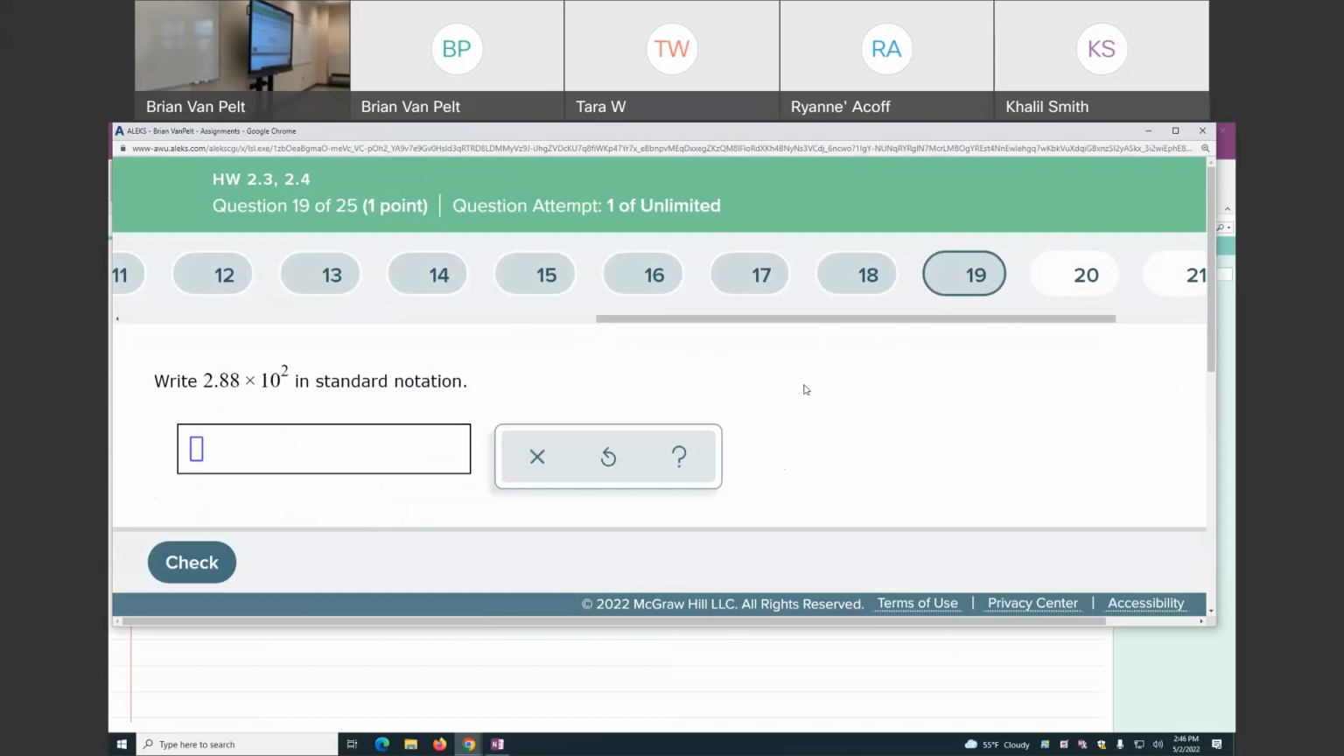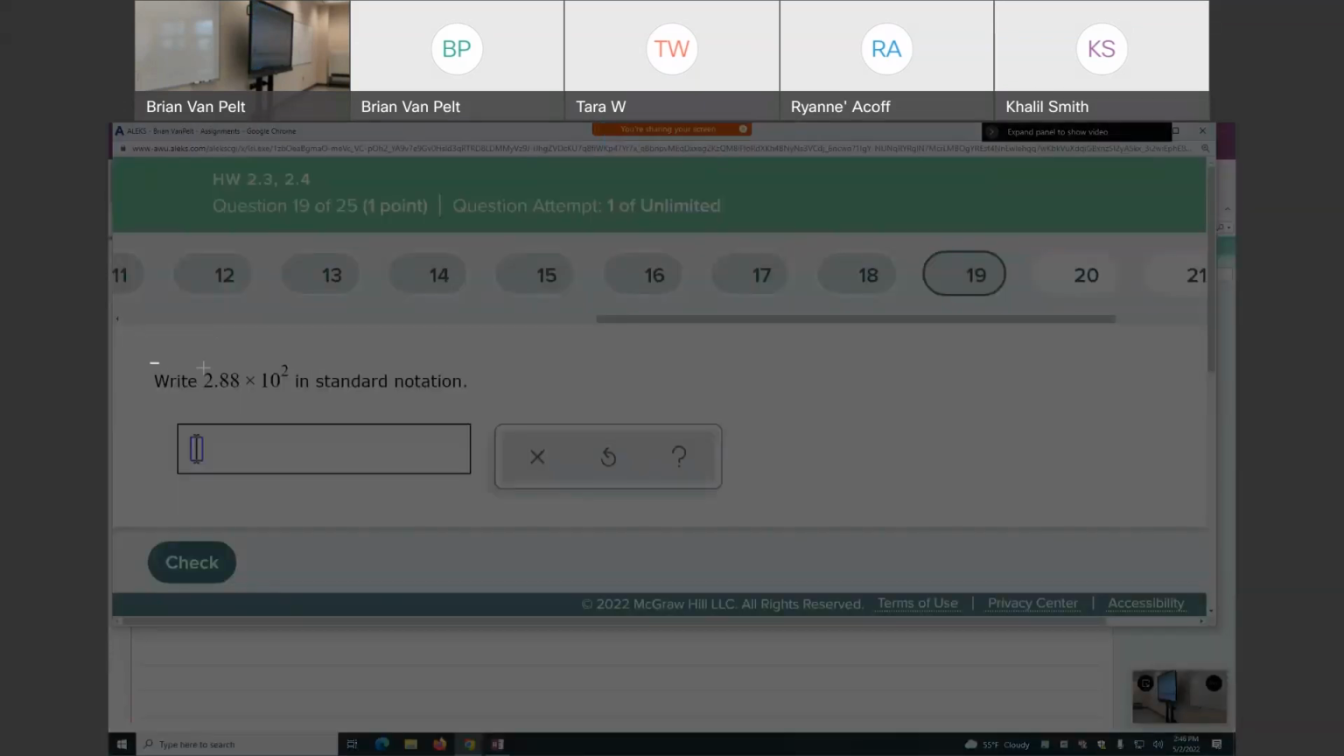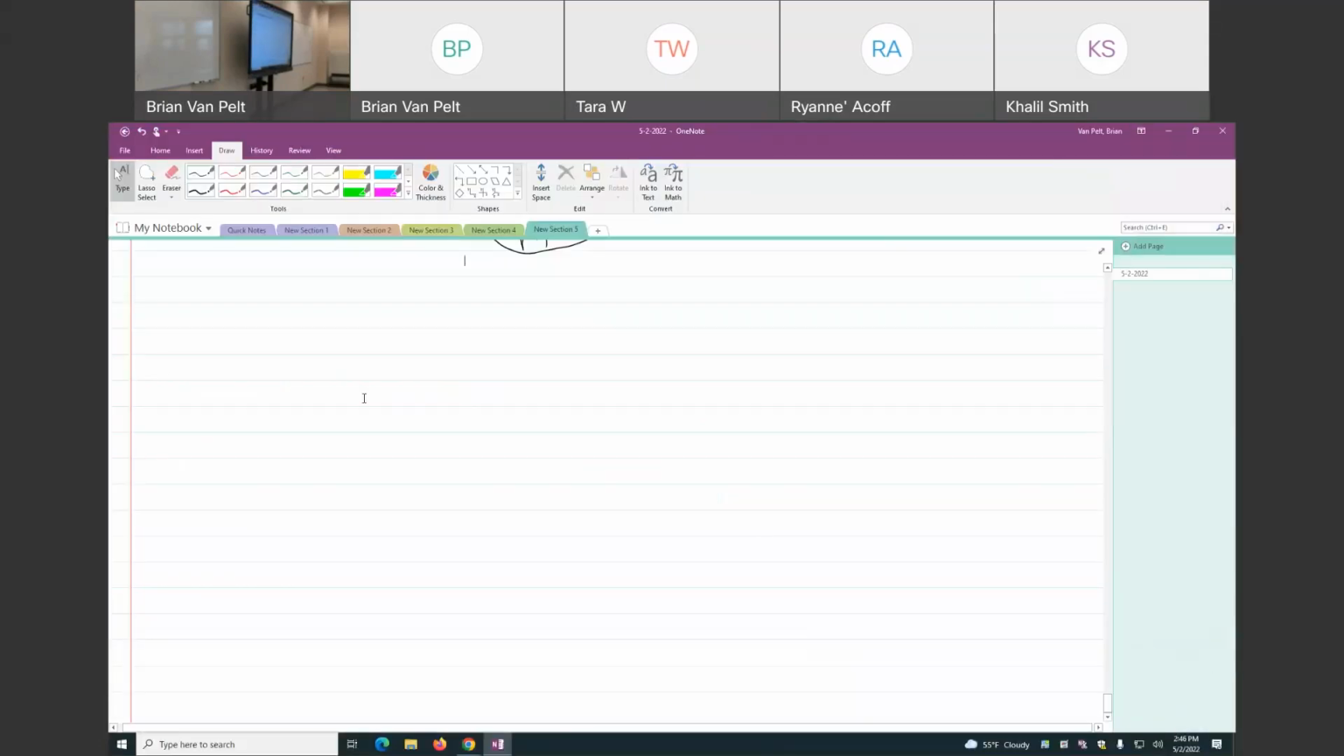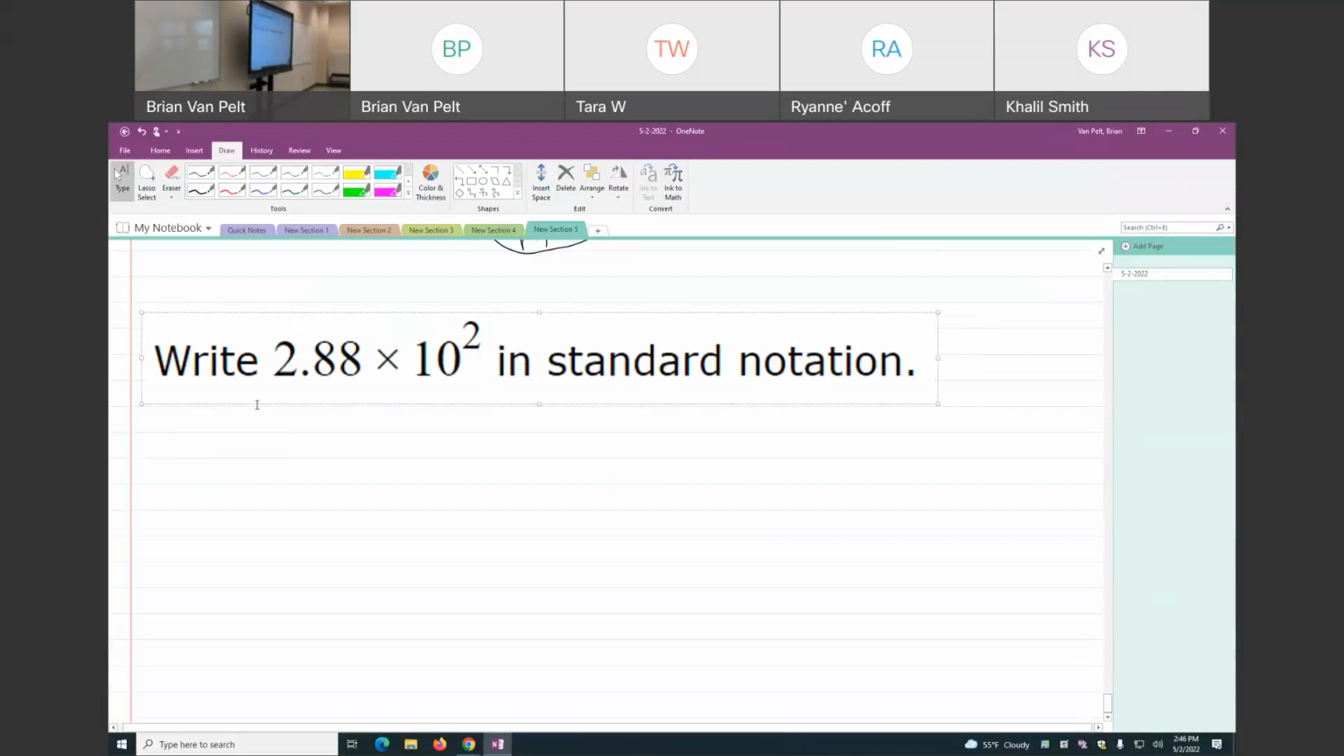Do you know what this means? To turn this into standard notation, what do you do? So standard is, it's in scientific right now, and they want it in standard, which is the regular notation you're used to. So what do you think this means? Well, what is 10 to the 2nd power equal to? Anybody know? It's 100. 10 squared is 100.